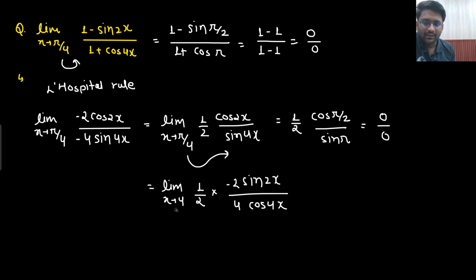And it was pi by 4. Is that clear to you what I have done here? 1 by 2 as it is, this was the constant value, no limit. Again I am doing the differentiation, upper side differentiation, downward side differentiation.